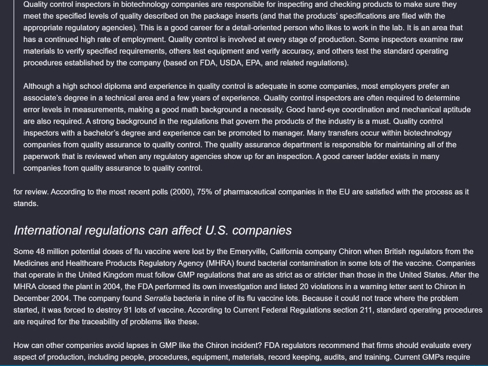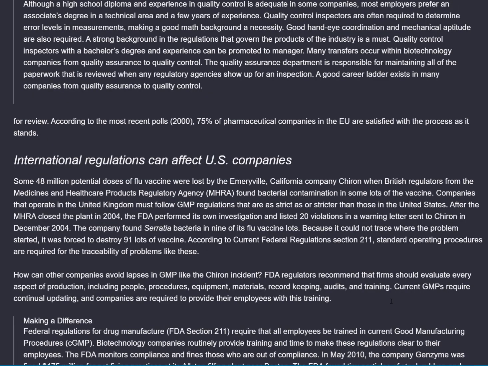Quality control is involved at every stage of production. Some inspectors examine raw materials to verify specified requirements, others test equipment and verify accuracy, and others test the standard operating procedures established by the company, based on FDA, USDA, EPA, and related regulations.